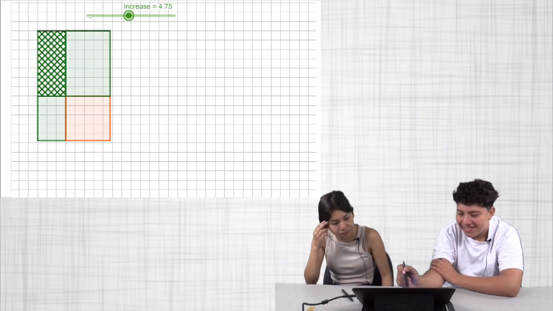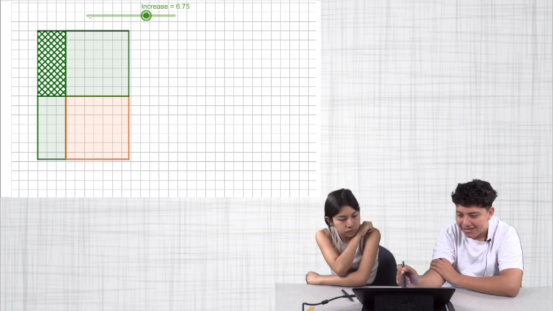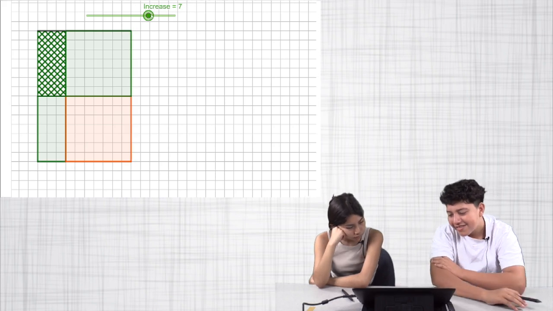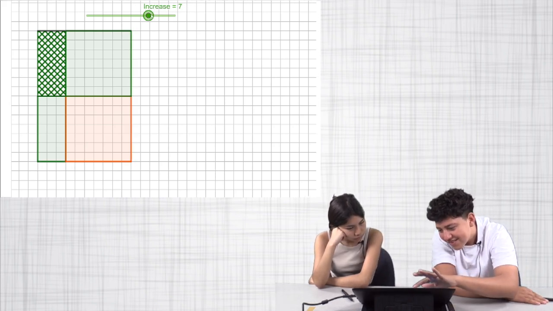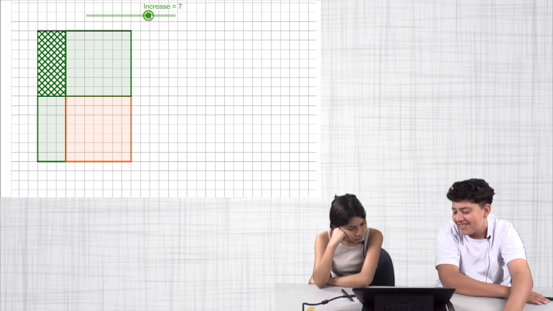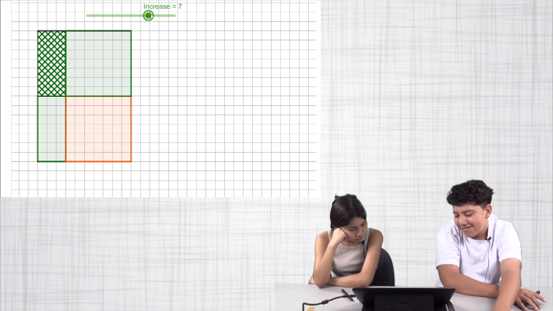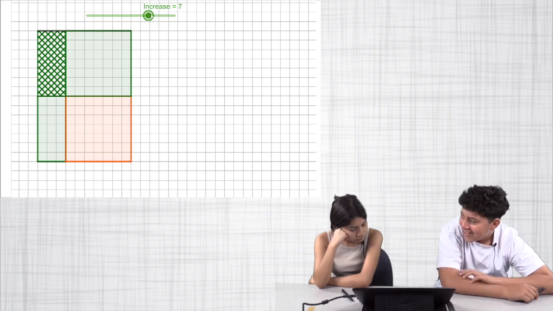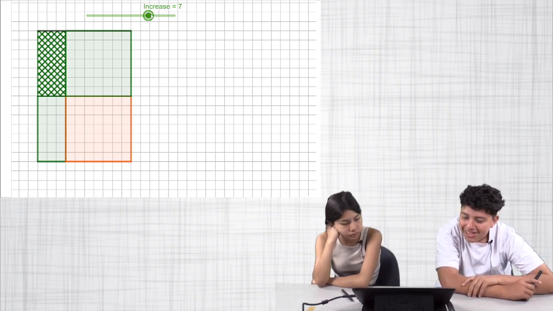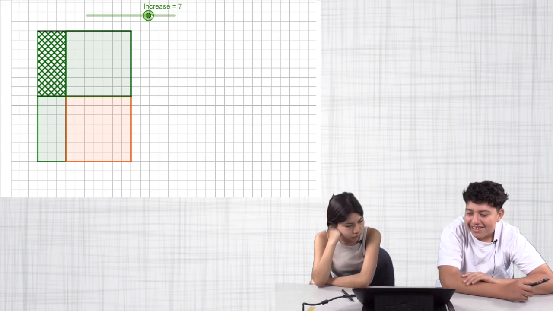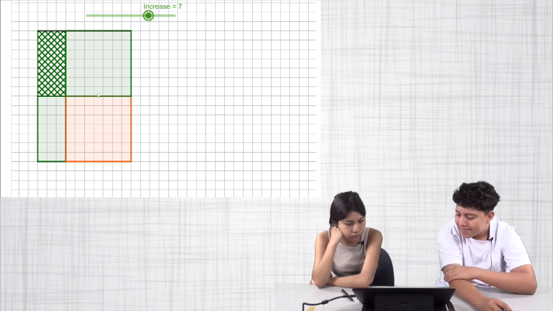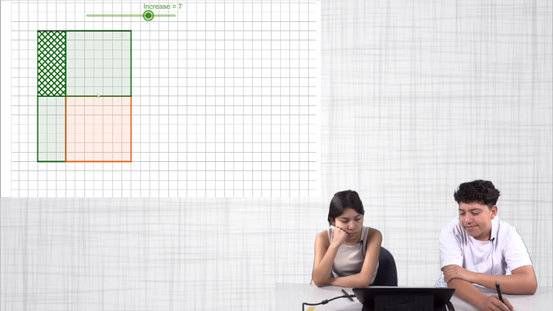Let's see. Okay. 7. What's the same and anything different? It looks the same. Looks the same? And what were you counting when you said that? I was counting the length, for these 2 squares. And did you think it would turn out the same? Yeah.